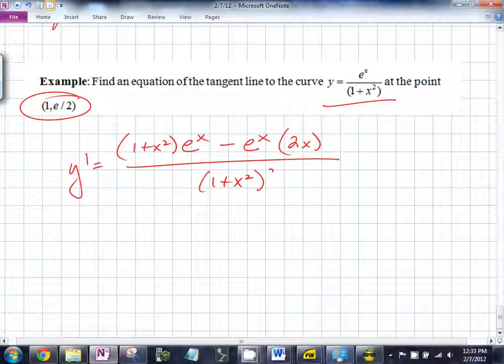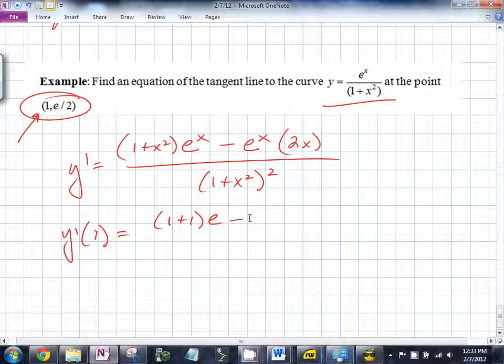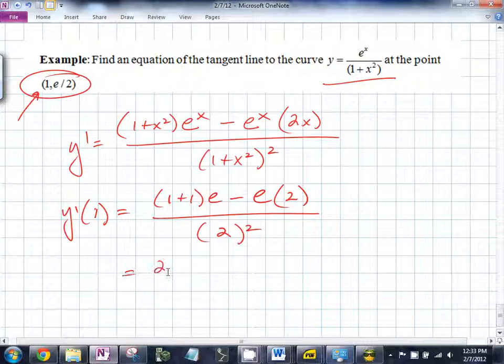So it says find an equation of the tangent line to the curve at that point. So if we want to find the slope at that point, what x value do we have to plug in? 1. There it is. The 1 is right there. So we want y prime at 1. So we plug in 1, and what do we get? We get 1 plus 1 times e minus e times 2 all over 2 squared. What's that going to equal? That's 2e minus 2e all over. What's that equal? 0.